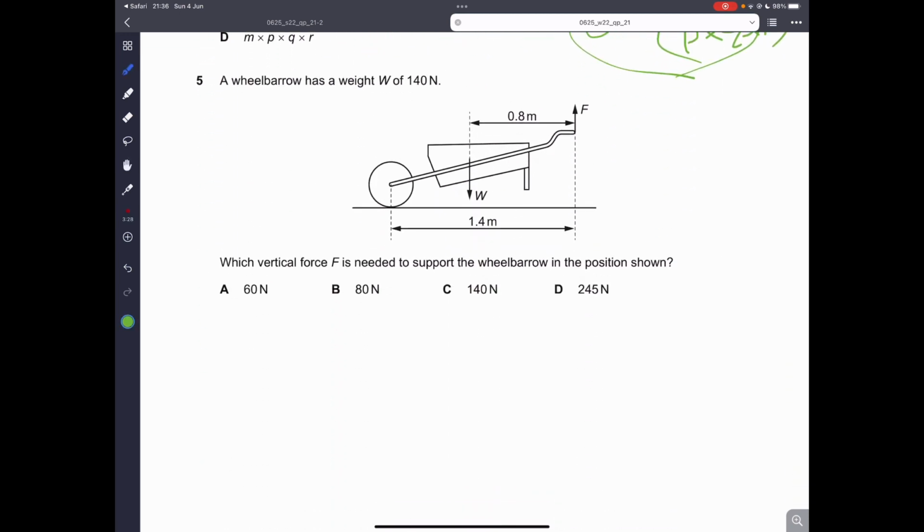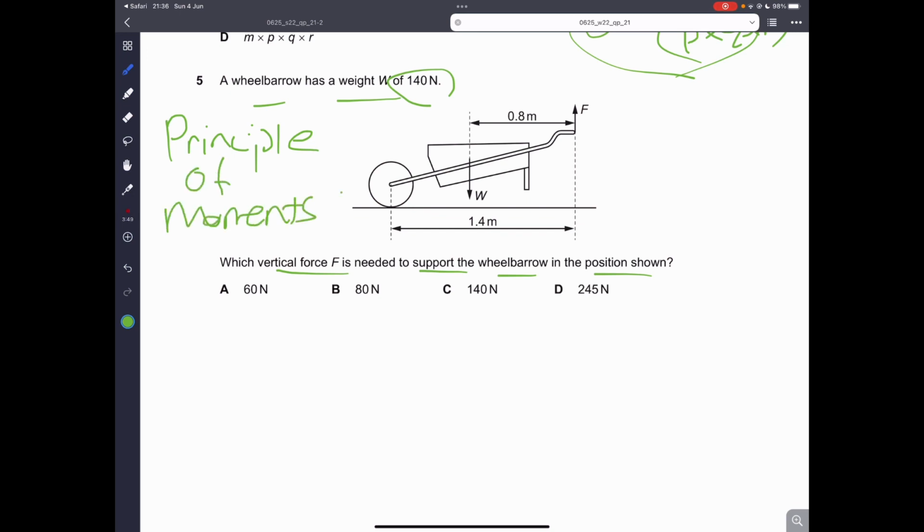Question number 5. A wheelbarrow has a weight of 140 newtons. Which vertical force is needed to support the wheelbarrow in the position shown? Remember, we have to use the principle of moments. This is basically telling you that the sum of the total anti-clockwise moments has to equal the sum of the clockwise moments, and this is very important.